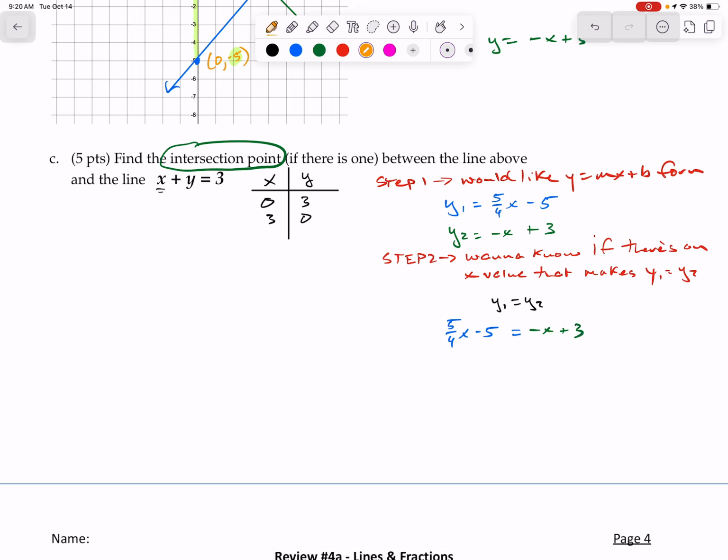So let's see, add x to both sides and add 5 to both sides. Those will be 0, those will be 0. And we will get 5/4 x plus 4/4 x, right? That's just 9/4 x equals 8. So, oh, why did I say 5/5? Eraser.